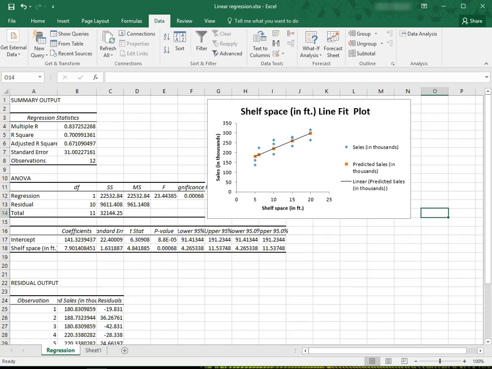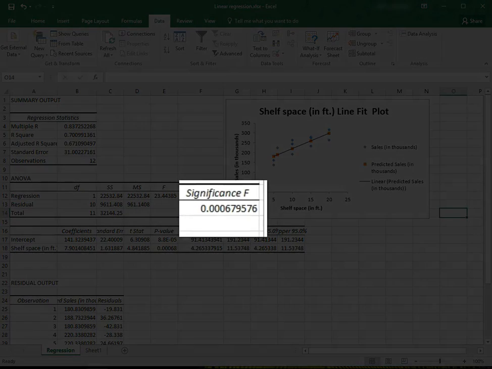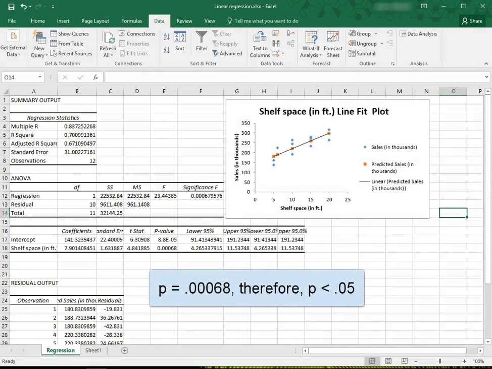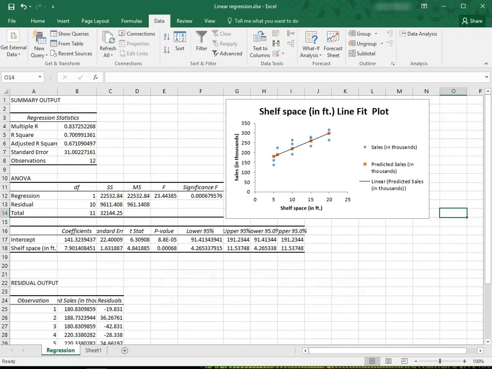In order to tell if this relationship is significant, as question 3 asks us to determine, we have to look at the significance F in the ANOVA box. The significance F value is quite small. It's 0.00068, and that's much smaller than a requested alpha level of 0.05, which indicates that there is indeed a significant relationship between shelf space and sales.